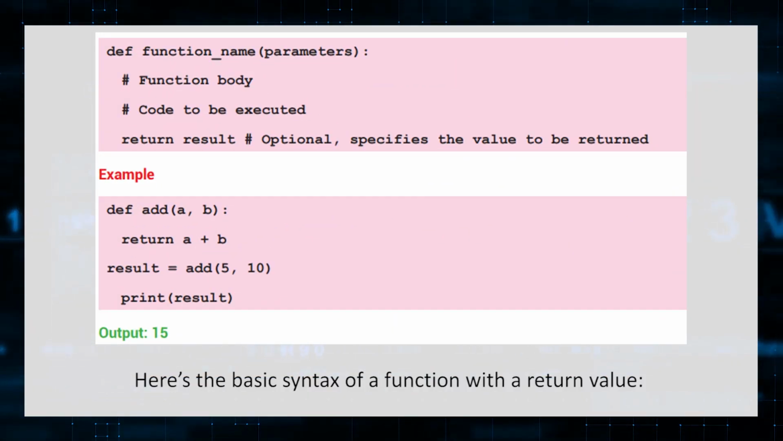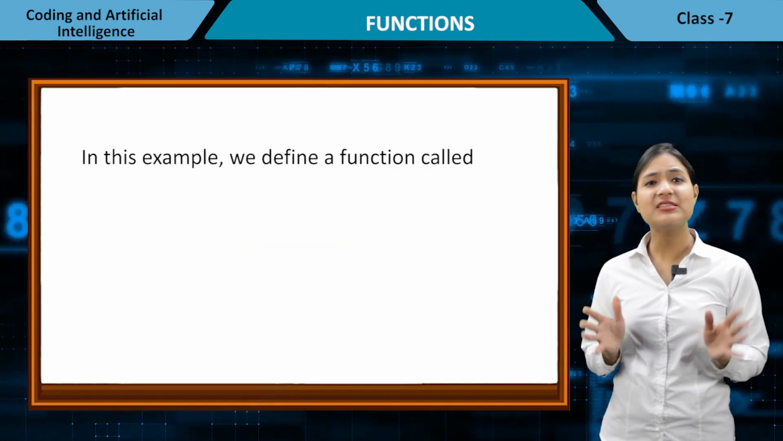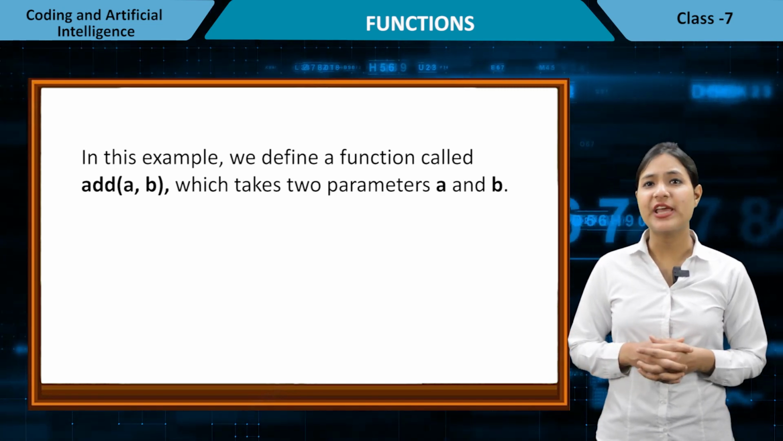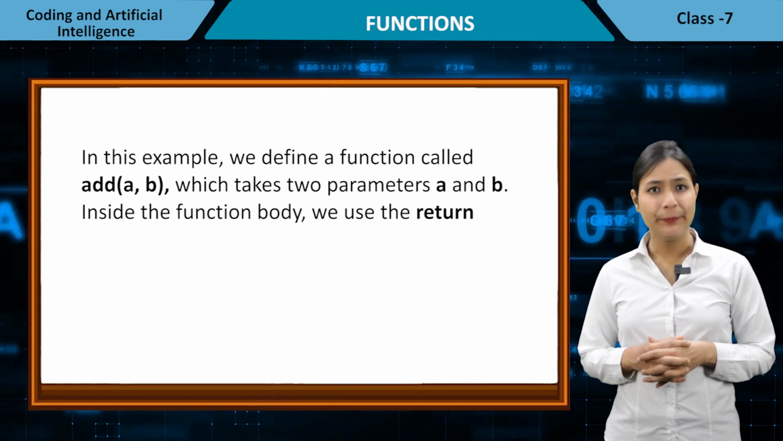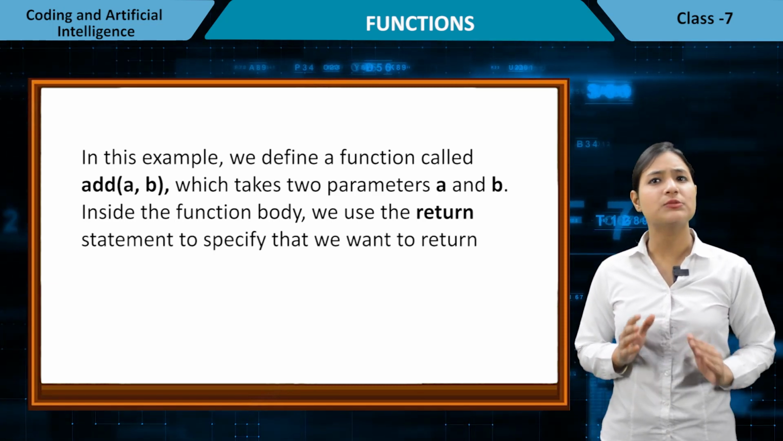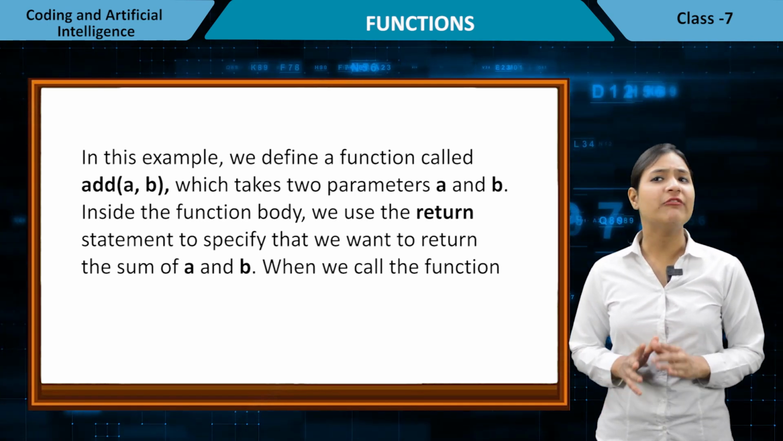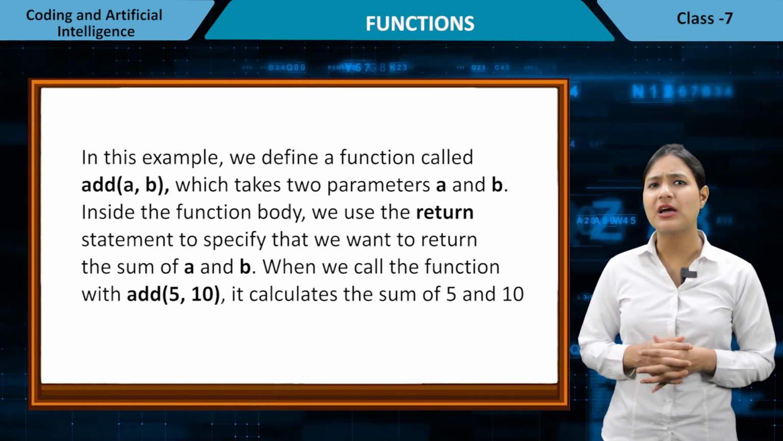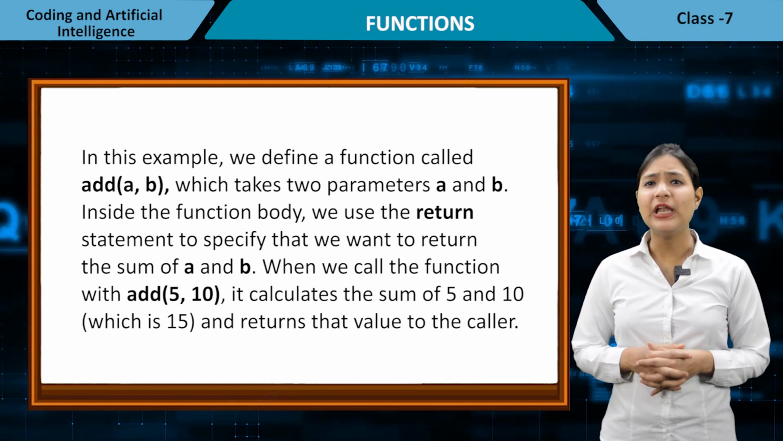Example, output 15. Here is the basic syntax of a function with a return value. Explanation. In this example, we define a function called add(a, b), which takes two parameters a and b. Inside the function body, we use the return statement to specify that we want to return the sum of a and b. When we call the function with add(5, 10), it calculates the sum of 5 and 10, which is 15, and returns that value to the caller.